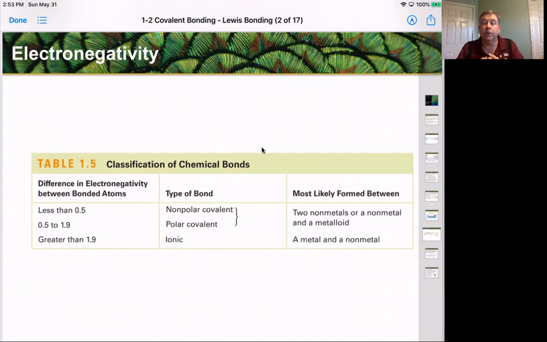Okay. So the threshold here is 0.5 or less is a non-polar bond. 0.5 to 1.9 is a polar covalent bond, and greater than 1.9 is an ionic bond. So these different types of bonding classifications give us different reactivity.